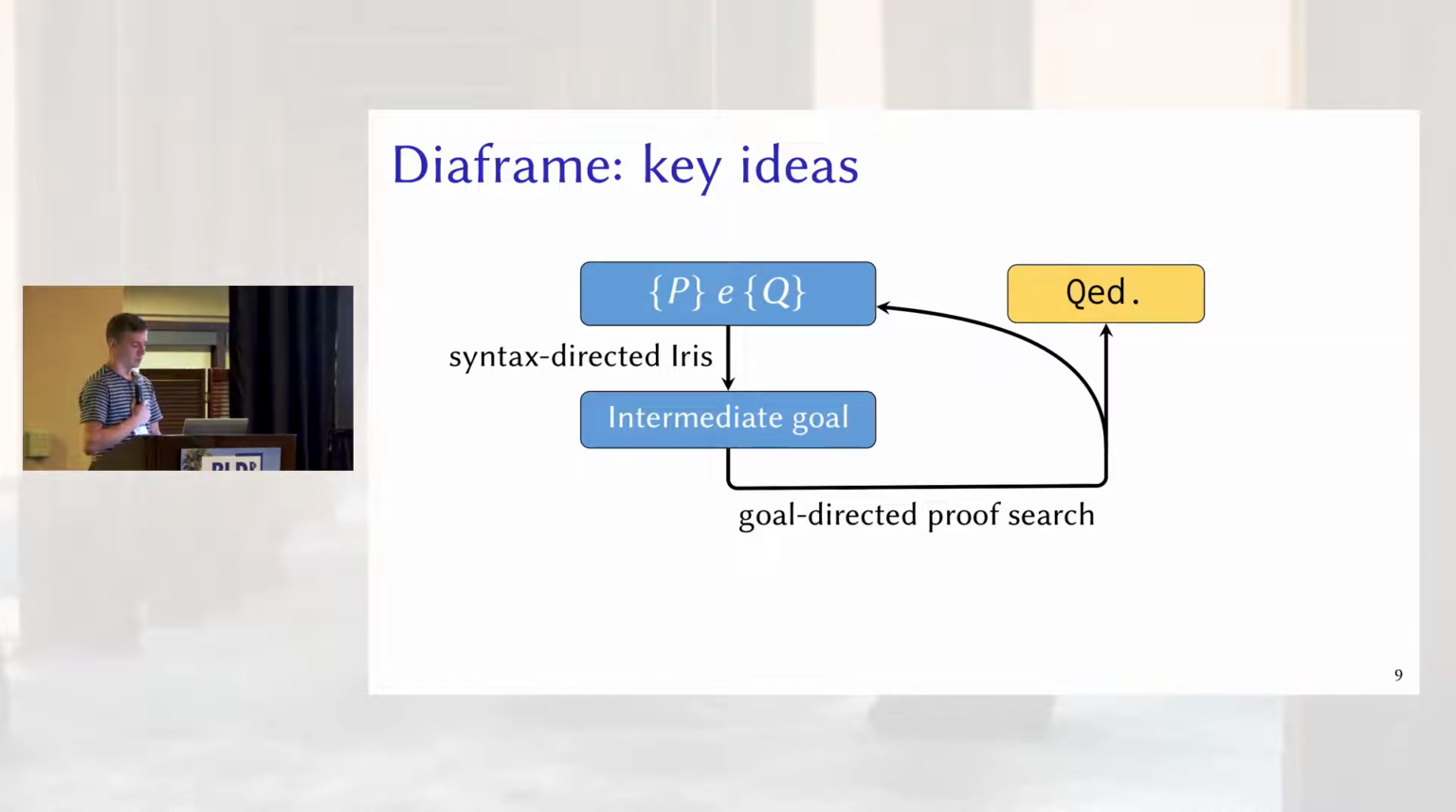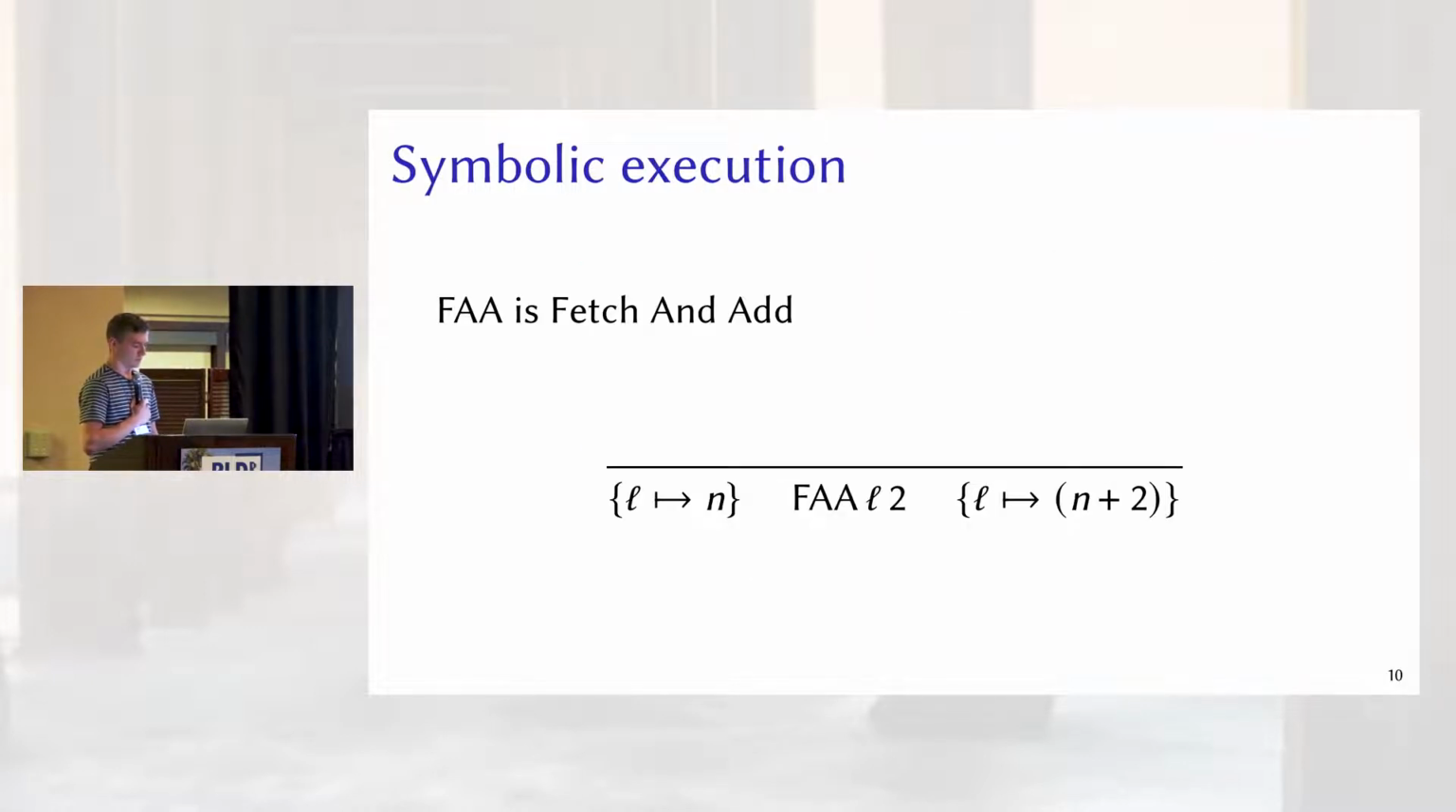All right, so I mentioned we cannot do symbolic execution directly. Let's investigate a bit why that is the case. Here at the bottom is a Hoare triple we may wish to prove. As a precondition, we have that L maps to some value n, and then we execute fetch and add, which will fetch the value stored in L, add 2 to it, and then store n plus 2 back inside L, and then return the old value stored in location L.